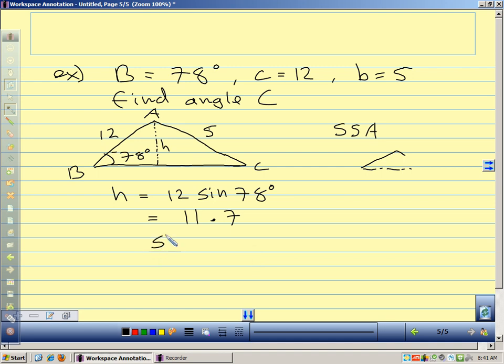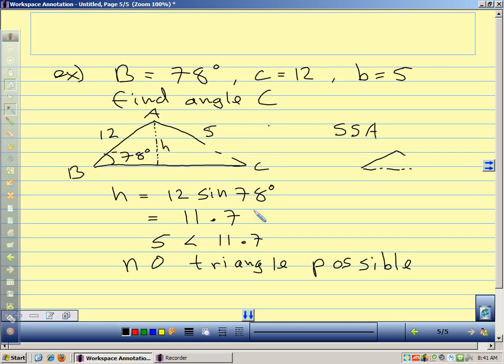And 5 is less than 11.7. So no matter what we do, this side won't connect with this side. So I'm going to erase this and make a dotted line here because we wanted to see if it would work. So it won't connect. So there's no triangle possible. No matter what we do with this side, it's not going to connect down here if we have this angle and these two sides.